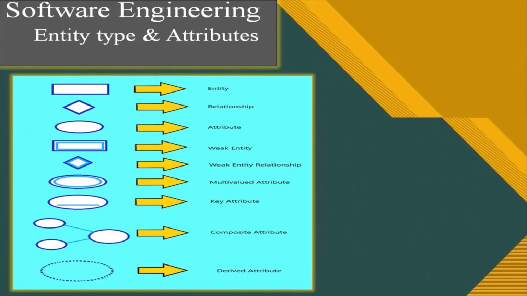The different attributes and entities are shown in this figure. The first symbol represents an entity. The diamond box represents a relationship, the oval represents an attribute, and two rectangles represent a weak entity and weak entity relationship. Multi-valued attributes are represented by two ovals, and the key attribute is shown here, along with the composite attribute and derived attributes. All these are shown in this figure.